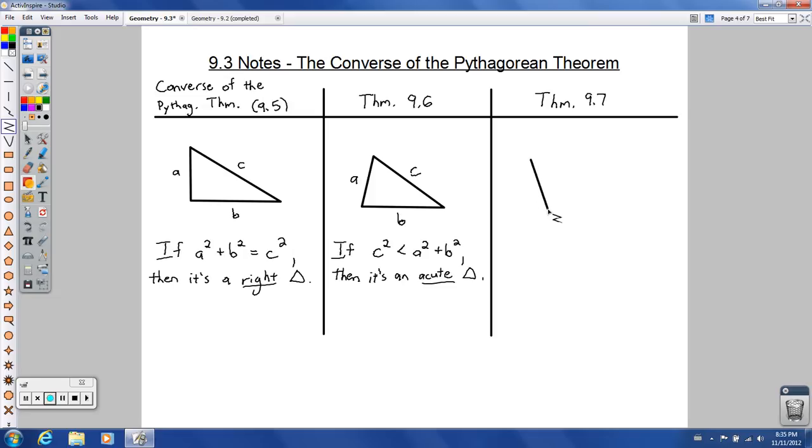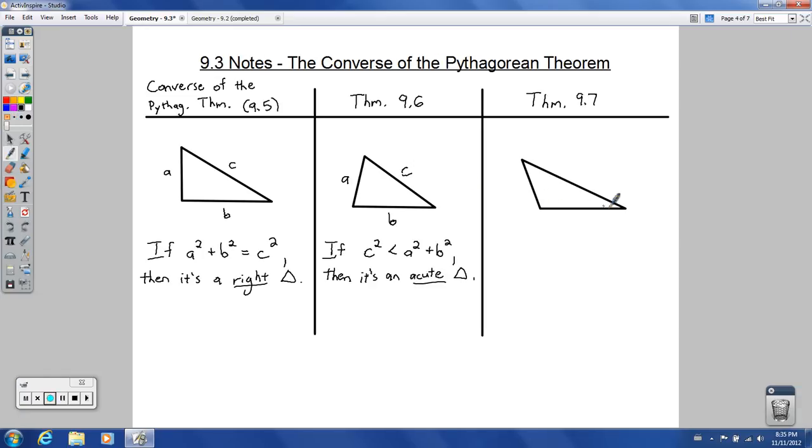And then finally you may have a picture that looks something like this. This one is kind of exaggerated. It's easy to tell that that would actually be obtuse, at least based on the looks of it. But let's say that if c squared now is greater than a squared plus b squared, then it's an obtuse triangle.